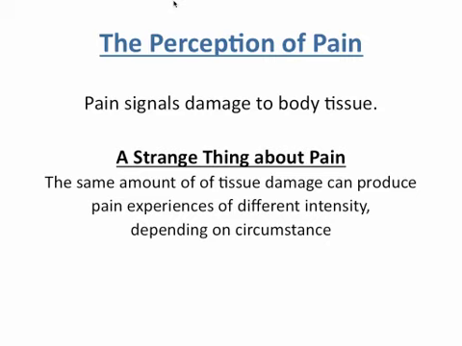Okay, now we're going to talk about the perception of pain. So pain signals damage to your body tissue, and it's really important. If you aren't able to detect damage to your body, even something small like an infection or something larger like a broken bone, it can lead to death if you don't get it treated. So any of these really small injuries can become much worse because you don't accommodate for the injury. So people have died because they haven't been able to experience pain.